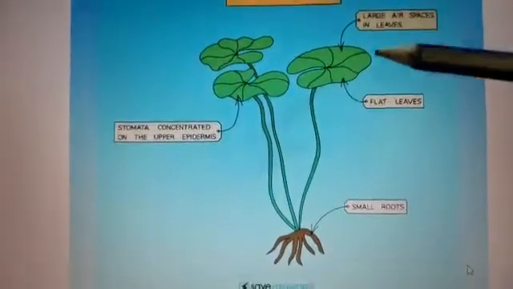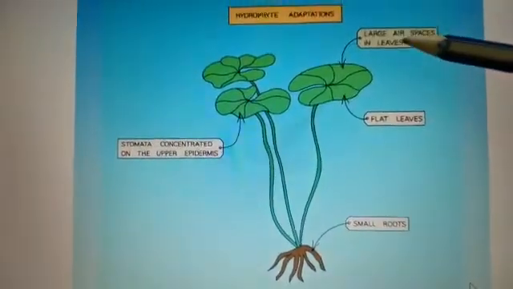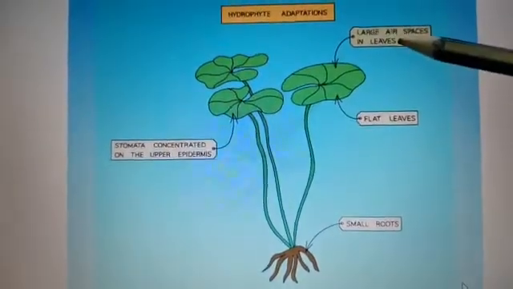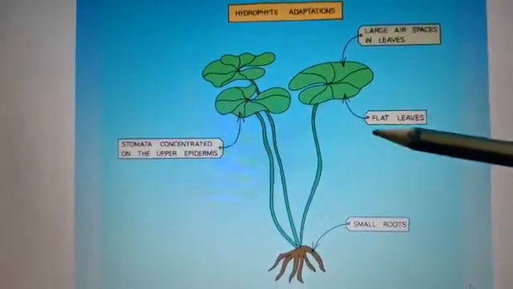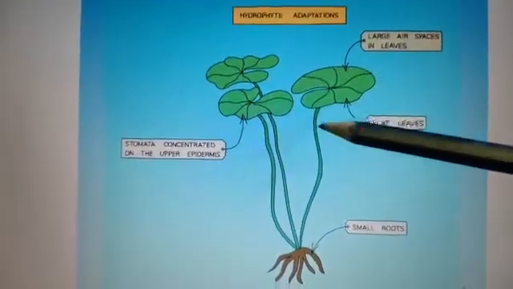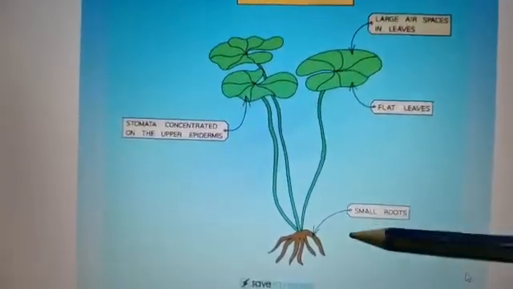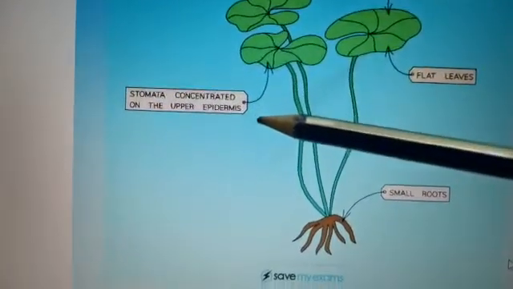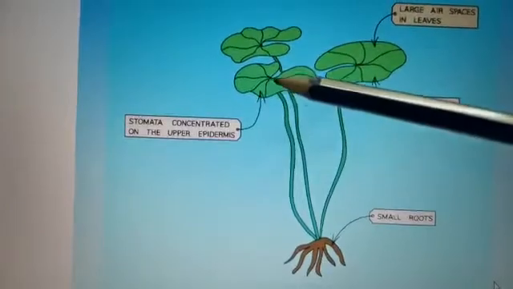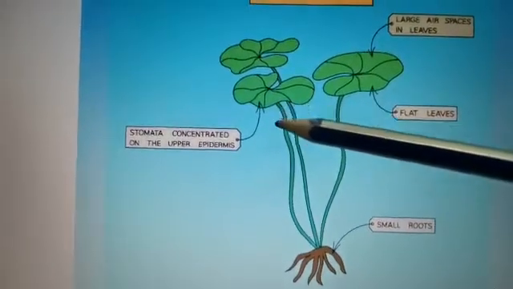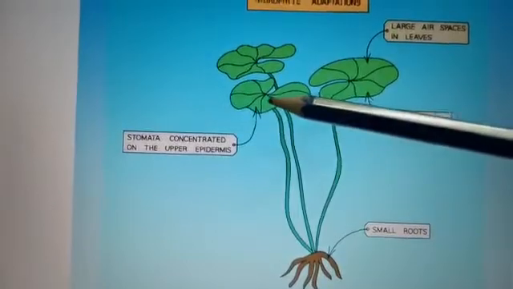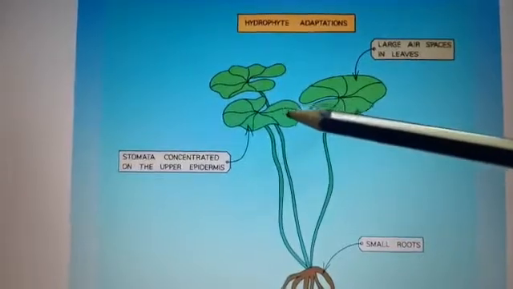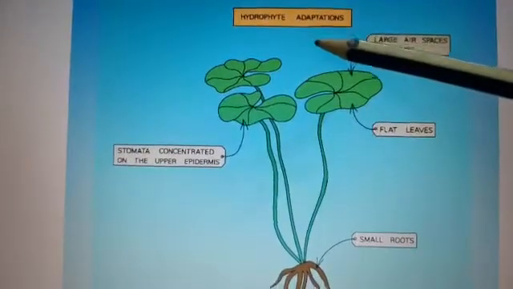What are the adaptations for these plants? Hydrophyte adaptations: large air spaces in leaves and flat leaves. Why flat leaves? The flat leaves can absorb more sunlight to do photosynthesis. Here you can also see the small roots, and stomata concentrated on the upper epidermis, not the lower part. The stomata allow more evaporation or transpiration, because they are growing in water.